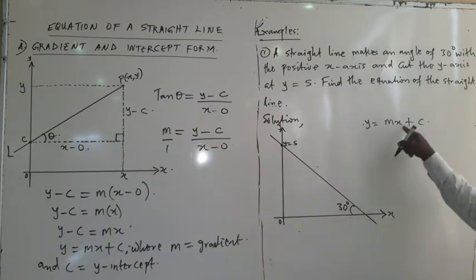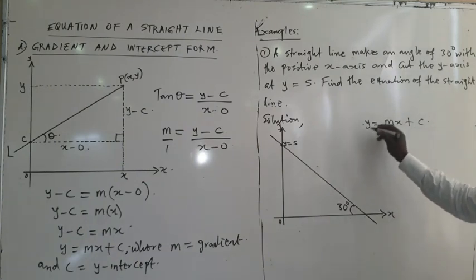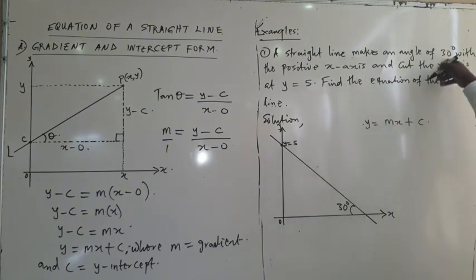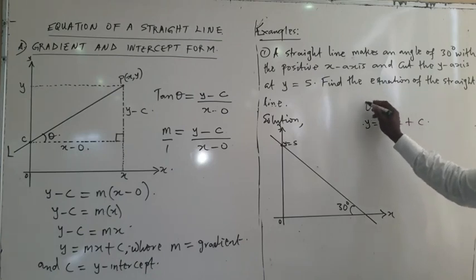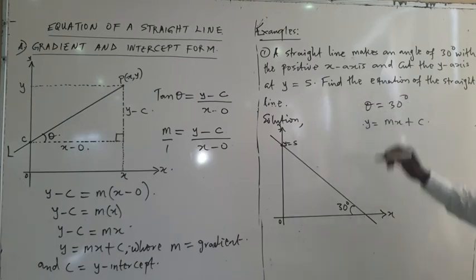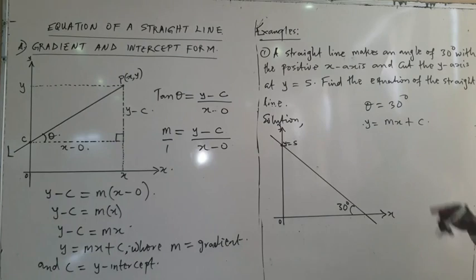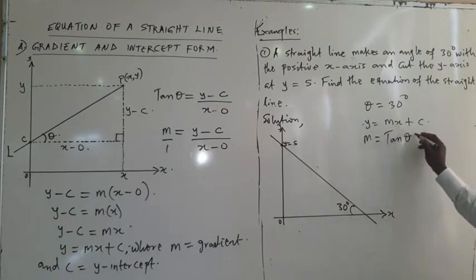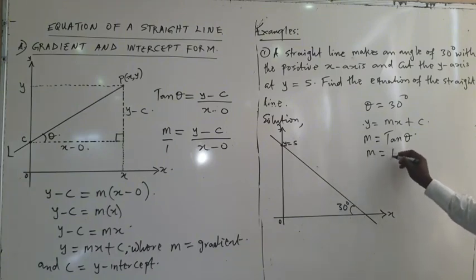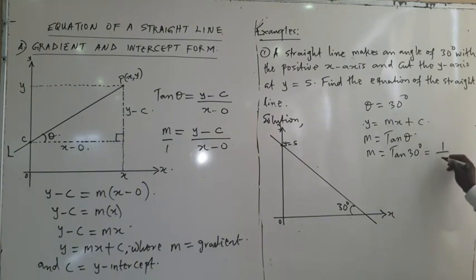Now to get the gradient, we are given the angle of the slope. So the angle of the line is theta equals 30 degrees. I've told you if theta is given, the gradient will be given as m equals tan theta. And m will be what? Tan theta is what? tan 30 degrees. And what is tan 30 degrees in short form? That is 1 over root 3. So tan 30 degrees is 1 over root 3.